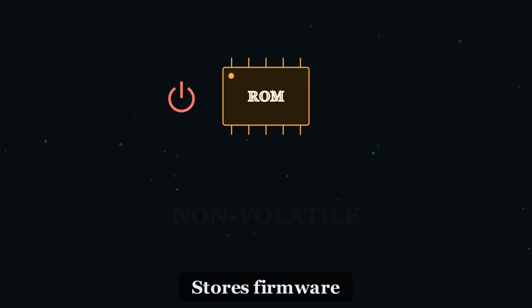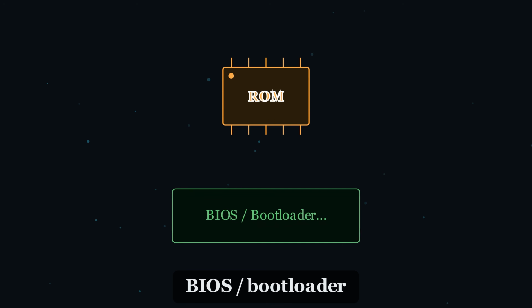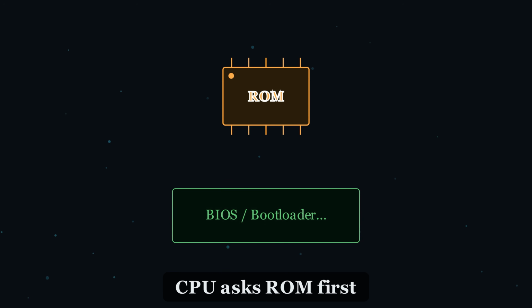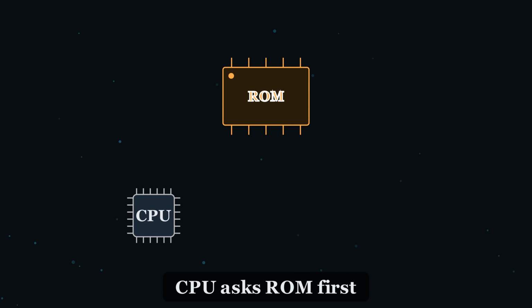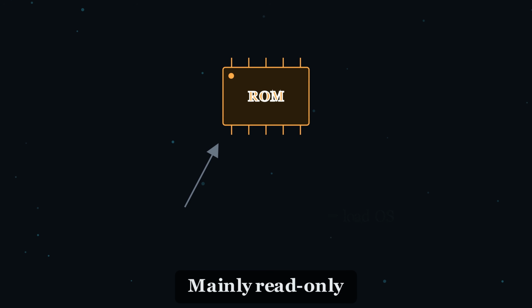So what's stored in ROM? Mostly firmware, the built-in software that tells the hardware how to behave. A perfect example is the BIOS, or the bootloader, the first instructions that run when you turn on your computer. When you press power, the CPU looks to ROM and asks, what do I do first? ROM provides the startup instructions, which then load the operating system. As the name suggests, ROM is read-only, written once and meant to stay fixed.